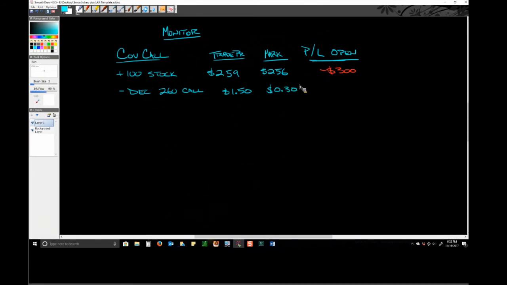Now, since you sold that call, are you making money or losing money? Well, you're short the option, so the option going down in value is good for you. So you're making 120 bucks in this case. So in a covered call position, if the stock goes down, you make money in the call to offset what you're losing in the stock.